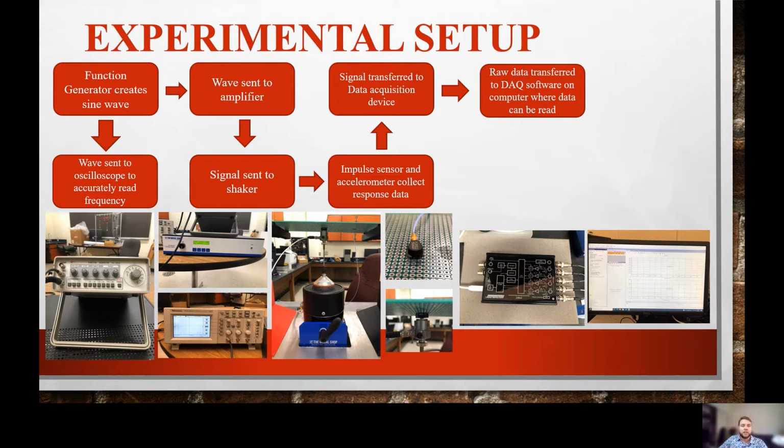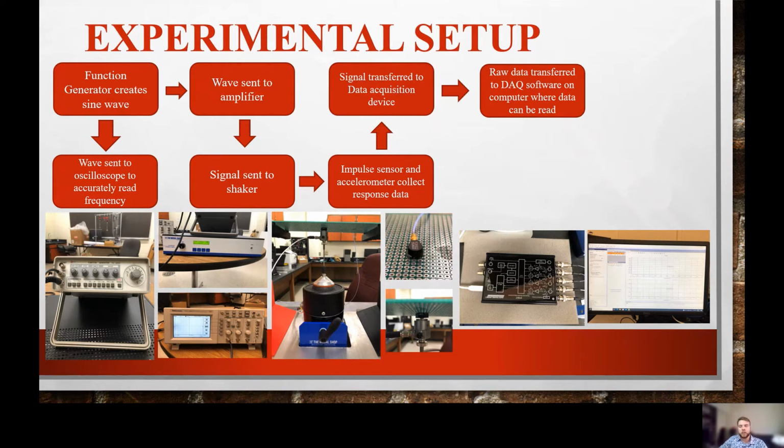So the experimental setup, how we have it set up, is you start off with the function generator, which is the image on the far left, that creates, in our scenario, a certain sine wave at a certain frequency. And that signal then gets sent out to 2 different places. It gets sent to the oscilloscope, where we can read the actual frequency. Due to the function generator being an analog system, we wanted to have a way of getting an exact measurement of the frequency, and we did that through the oscilloscope.